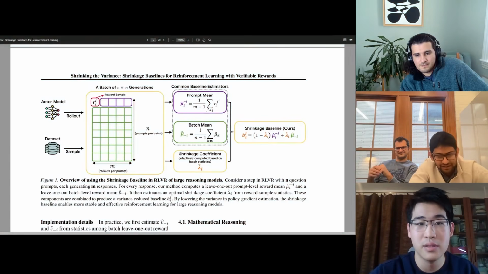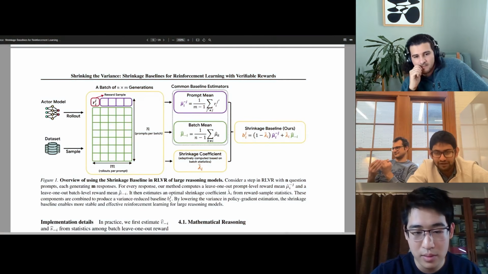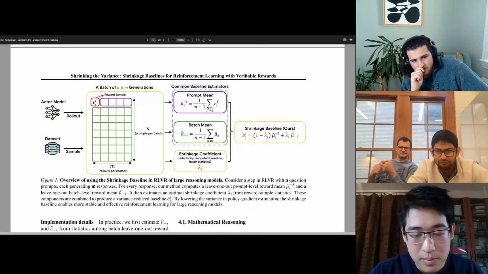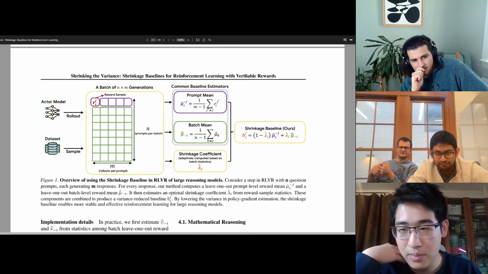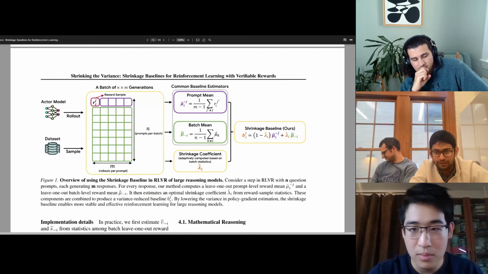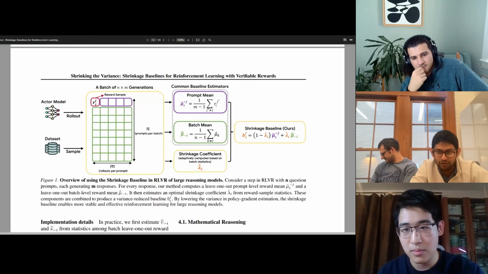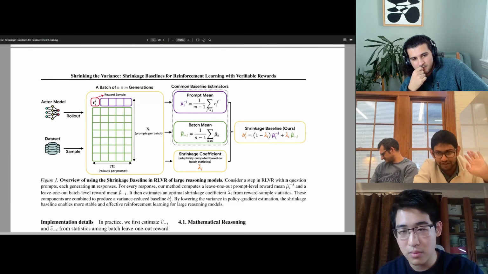Just to add quickly to that, Yasin, and make it simple for the audience, what this paper is trying to do is calculate a baseline. Generally you have a batch of prompts. For each prompt, you generate many rollouts, and the baseline is calculated per prompt, right? Each prompt gets its own mean reward as baseline, which means that if all rollouts are wrong or all rollouts are correct, you have no gradient because the baseline would be 1 or 0 and you just subtract it. What this paper is trying to do is that their baseline is a linear combination, with weights determined by some theory, but ignoring that, it's a linear combination of the prompt-specific mean and the batch-specific mean.